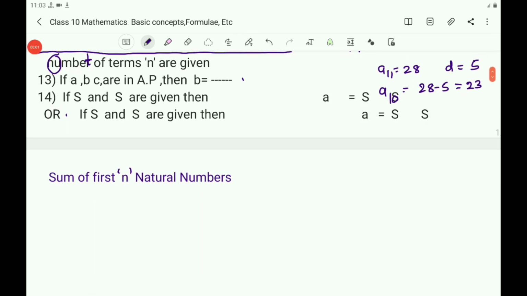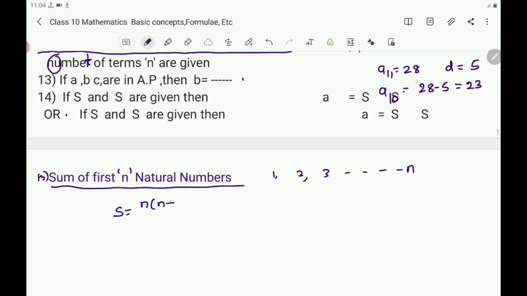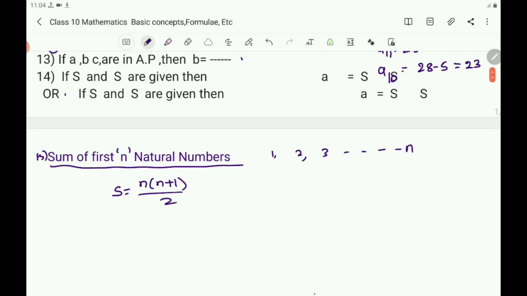Then the next one, this is the 15th one, sum of first n natural numbers. There is a particular formula to find the sum of first n natural numbers. Natural numbers means 1, 2, 3, and so on, to the last natural number n. The formula is S equals n into n plus 1 by 2. To find the first 10 natural numbers, in the place of n you must put 10.